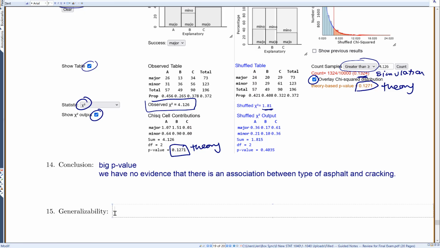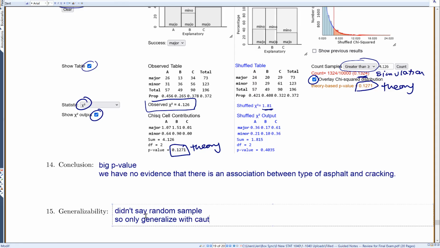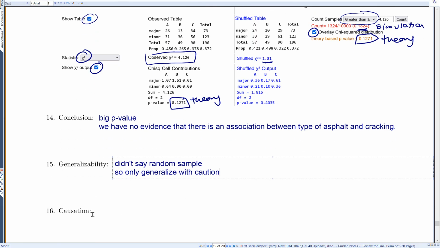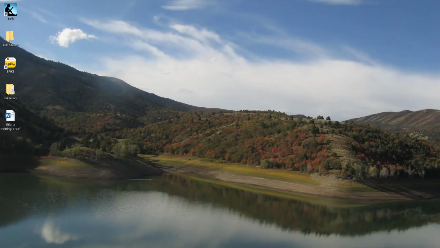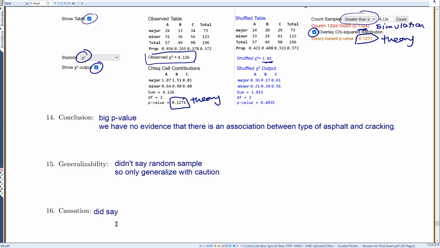For generalizability, did it say where these samples came from? It didn't say that they were random samples, so only generalize with caution, or only generalize to things that are similar to what was in your sample. What about causation? It did say that they were randomly assigned. So we can say cause and effect, but that's not really interesting because we said that there is no effect, there is no association.